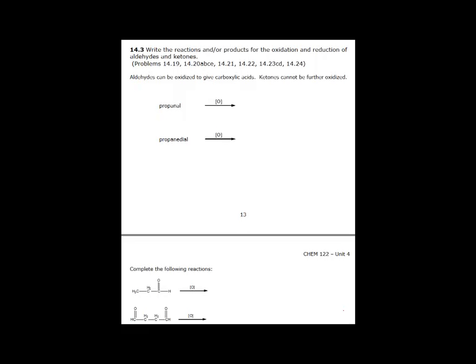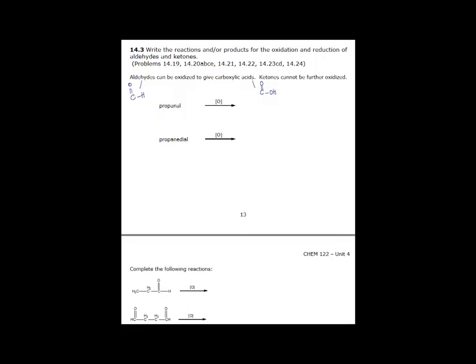It turns out that aldehydes, which, to review, have this functional group, can be oxidized to give carboxylic acids. Hopefully your functional groups are becoming easier to remember since you review them all the time. Carboxylic acids have a C double bond O, OH. So aldehydes can be oxidized to give carboxylic acids. Ketones cannot be further oxidized.